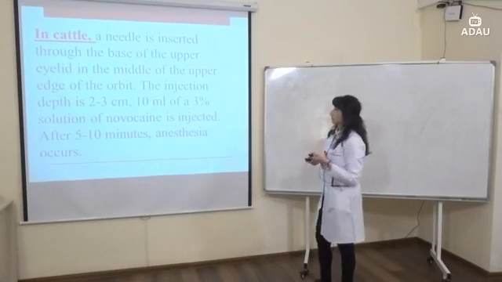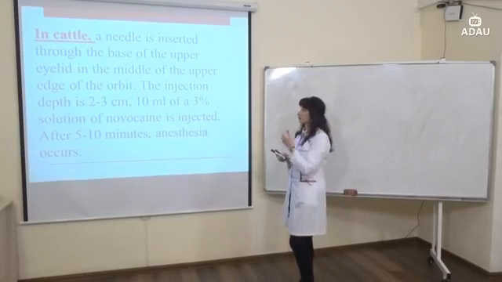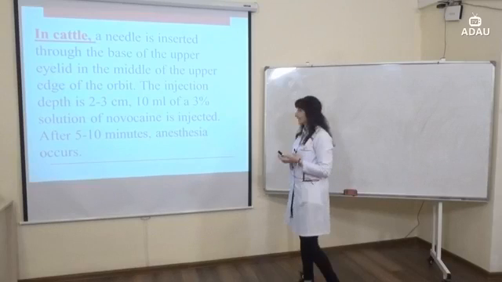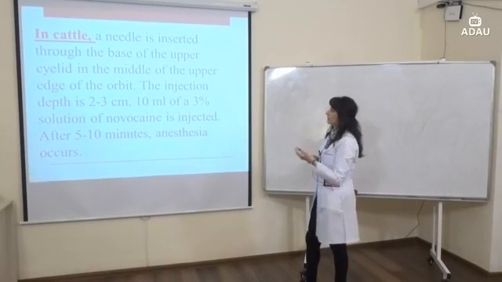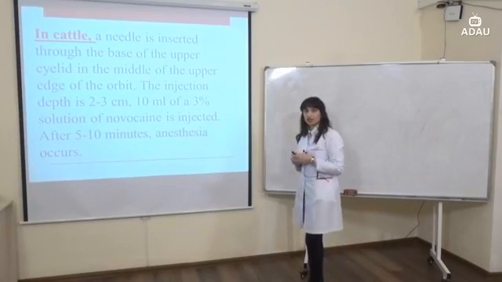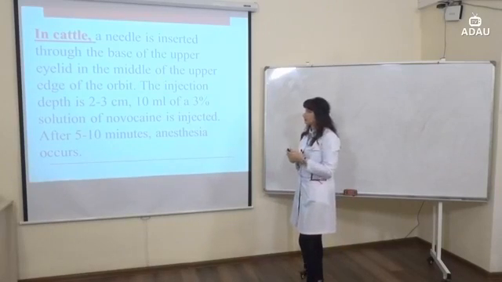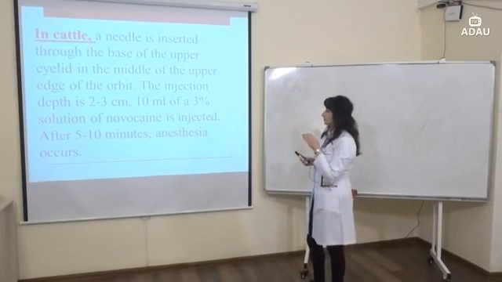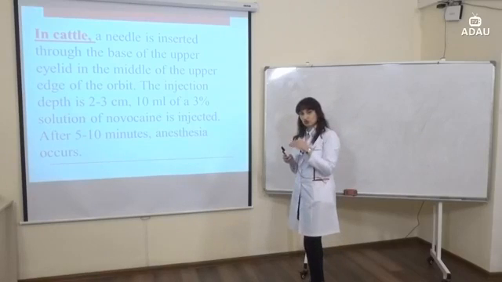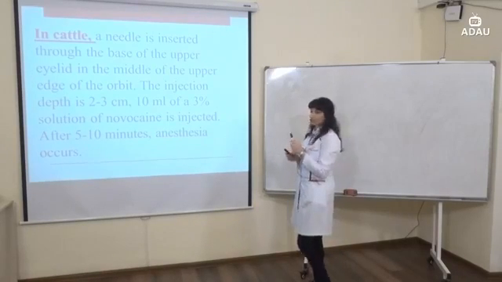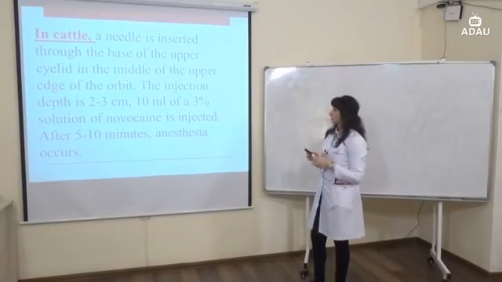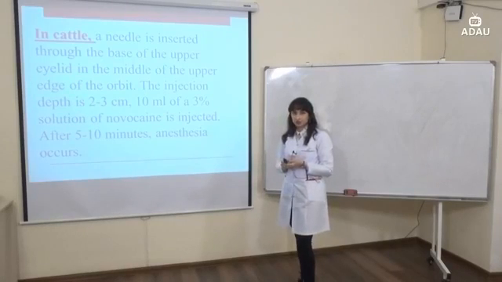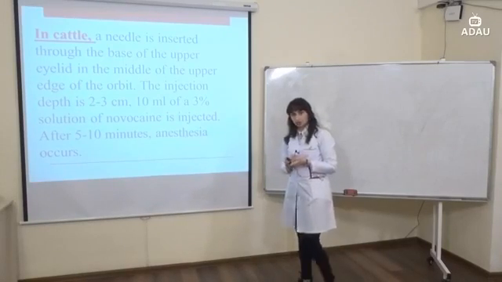After that, we use the frontal nerve blockade in cattle. In cattle the anatomical structure may be the same, but the needle is inserted through the base of the upper eyelid in the middle, and we should inject in one place. The injection depth may be 2 or 3 centimeters, but it is not 5 ml. We should inject 10 ml of 3% novocaine solution. The anesthesia occurs after 5 or 10 minutes and lasts 1.5 to 2 hours.